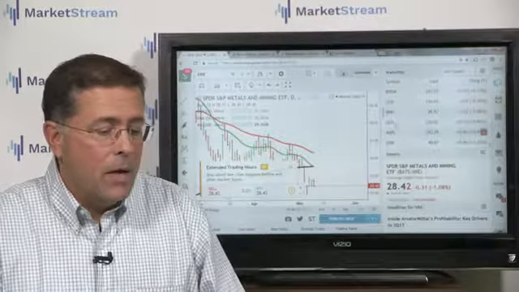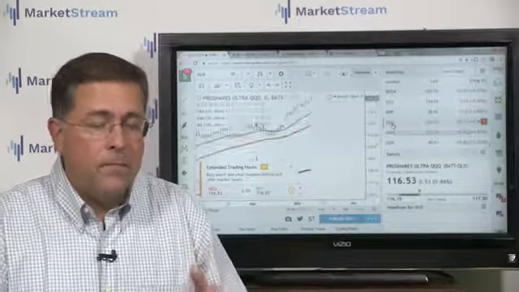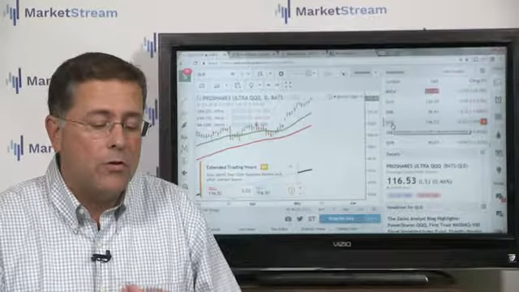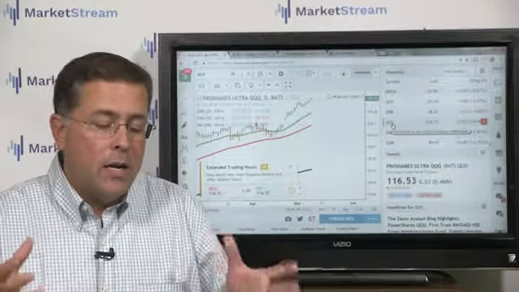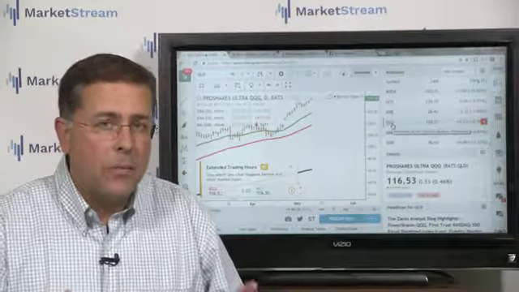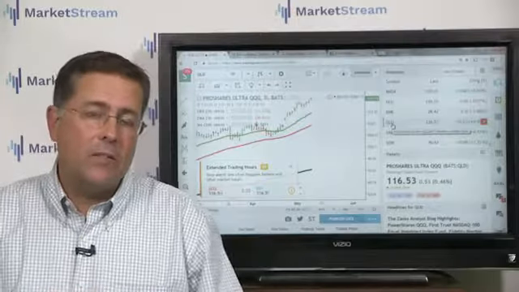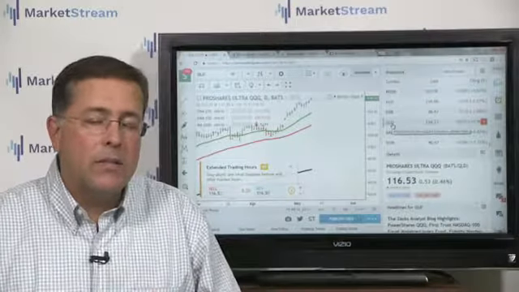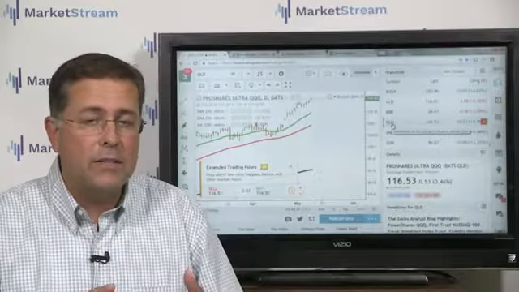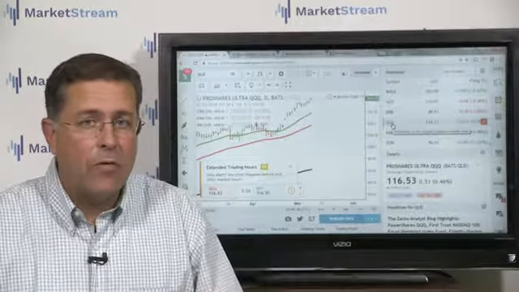So watch this. Another vehicle that I want to take a look at is QLD. This is the ProShares Ultra Bullish QQQ ETF. Now, this thing has been on a tear basically since 2009 and it hasn't looked back. And the reason why I want to bring this up is because tech has been the leader. All you hear these days is FANG, FANG, and more FANG.